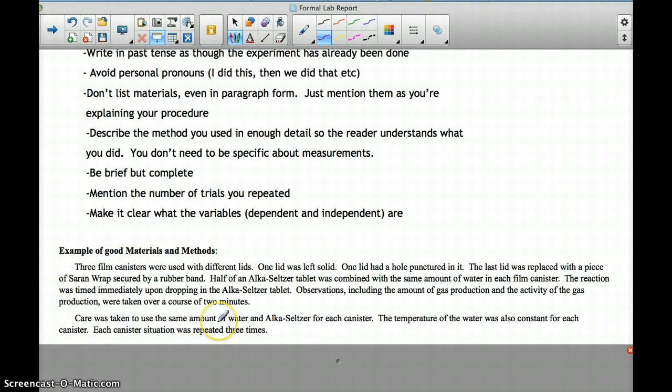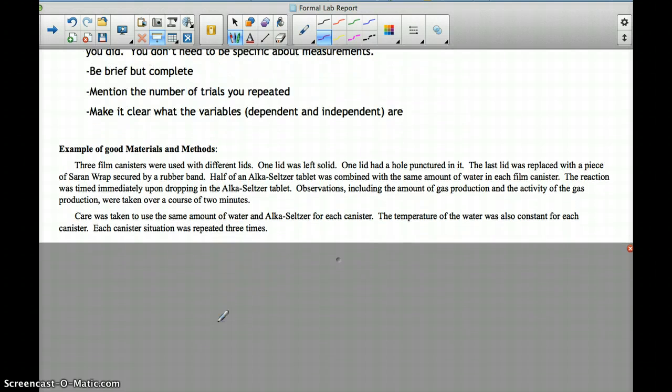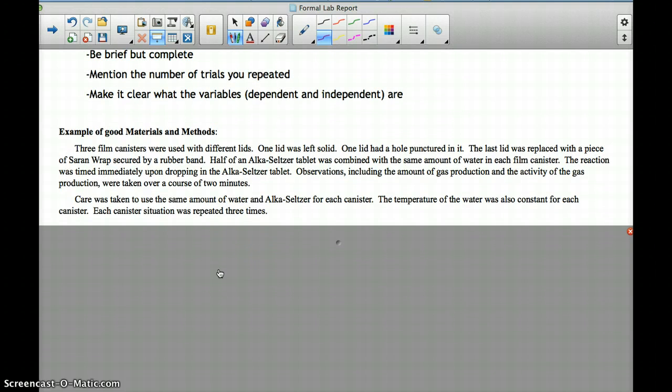You guys have seen this, or should have seen this. Note how there's no personal pronouns. Okay, see how they wrote that? I'm going to let you guys read that. Why don't you pause the video, read over that materials and methods real quick, and then when you're done reading it, just click play.